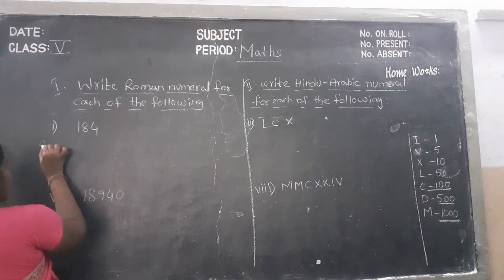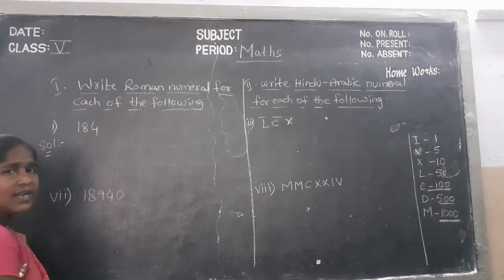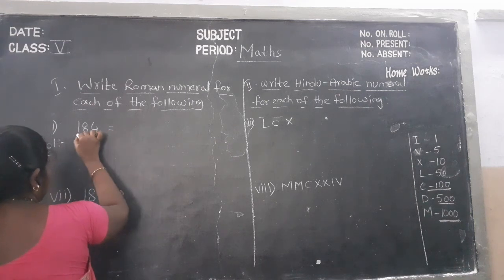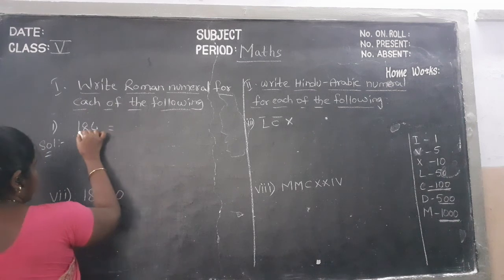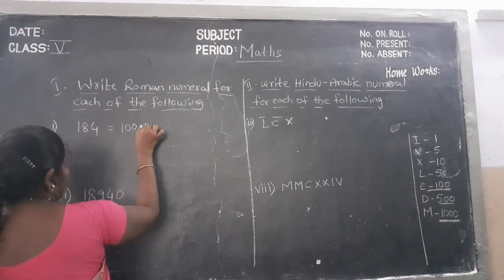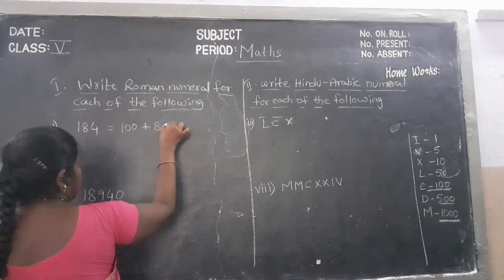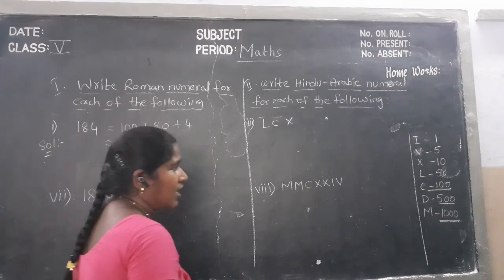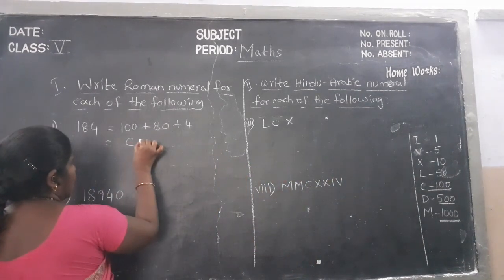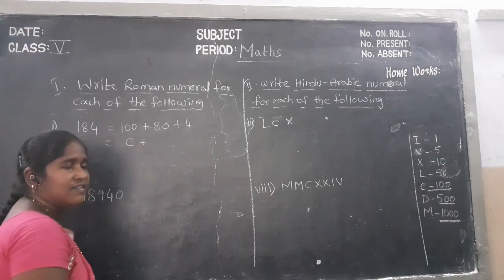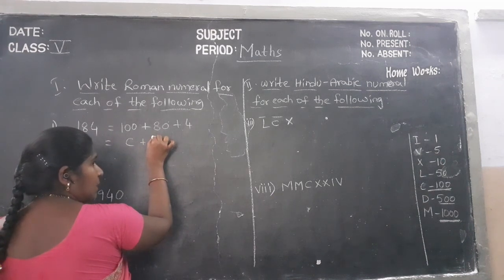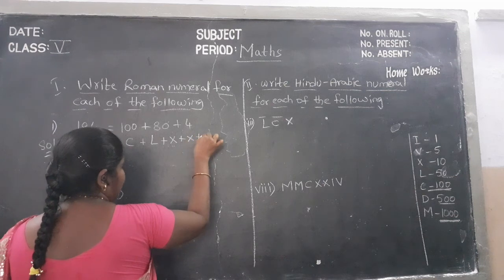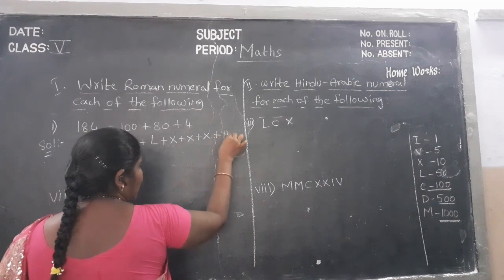See children, what is the given sum? 184. How to write 184? First we should write it in the expanded form like that, children, for ease of writing the Roman numeral. First 100. Next one is 84, which means 80 plus 4. So how to write it, children? For 100, what is the Roman numeral? C. So write C plus 80. How should we write 80? 50 plus 10 plus 10 plus 10 means L plus X plus X plus X, plus 4.